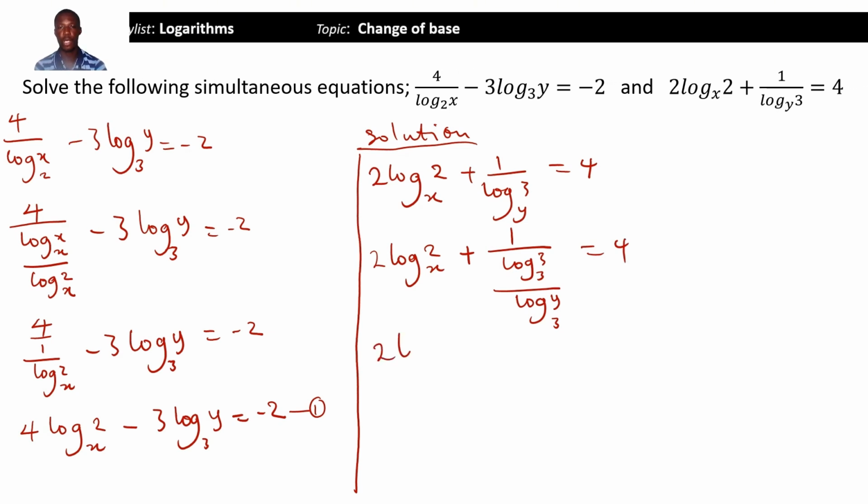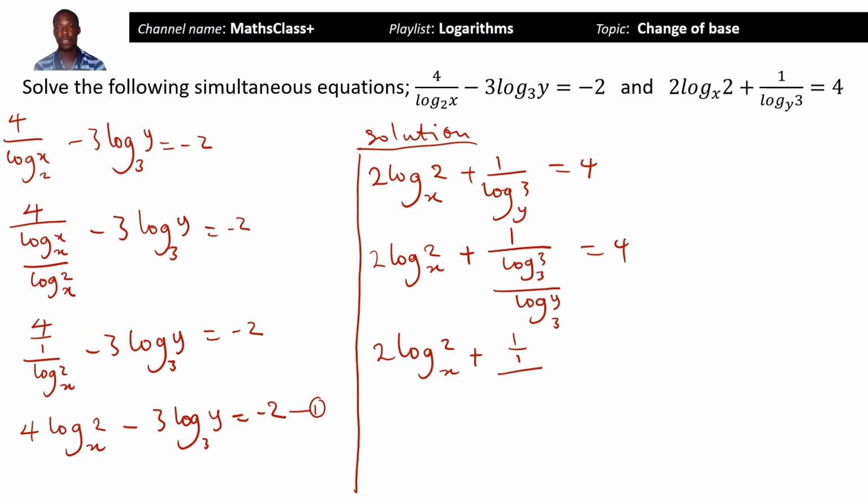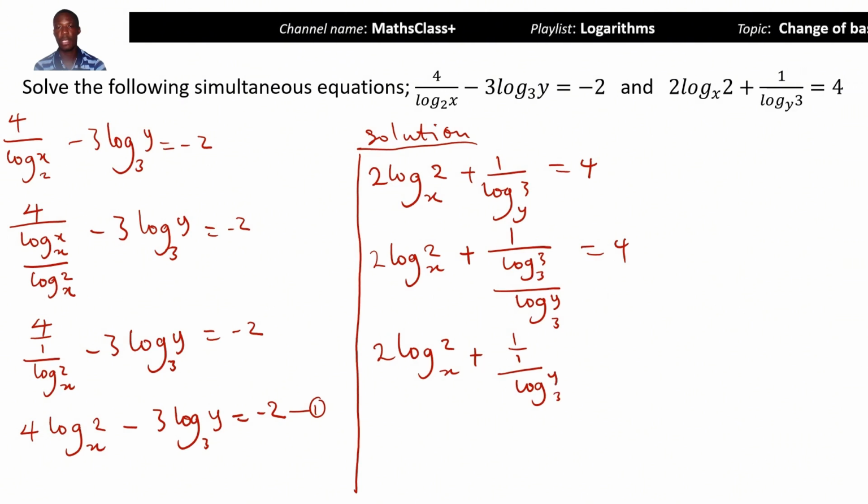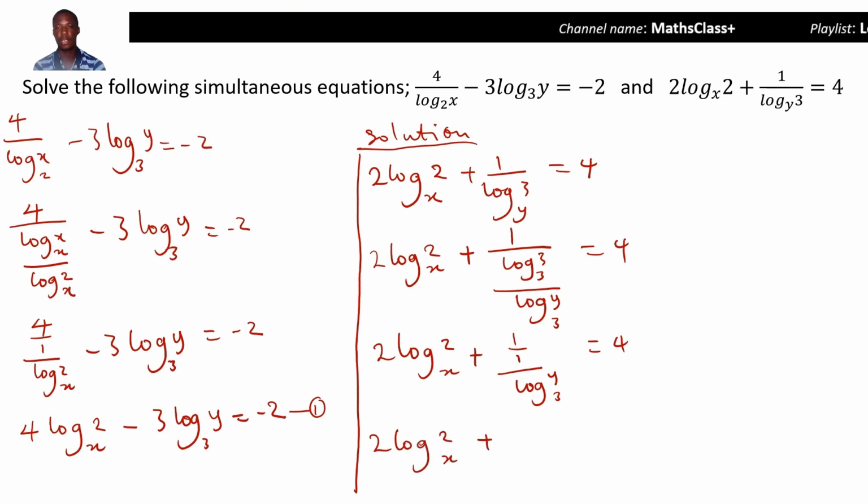So I have 2 log 2 base x plus 1 over 1 over log y base 3 is equal to 4. This becomes 2 log 2 base x plus log y base 3 is equal to 4. That becomes my equation 2.